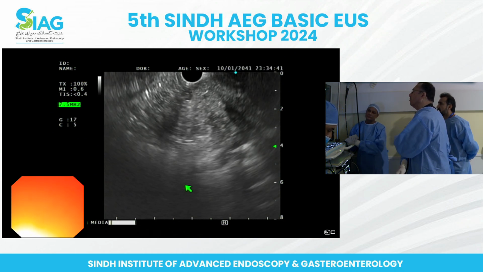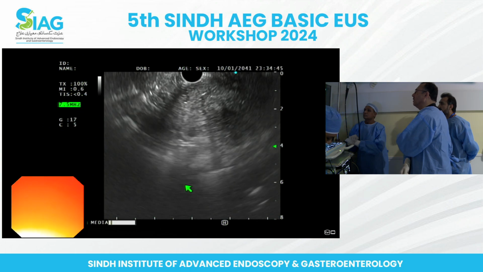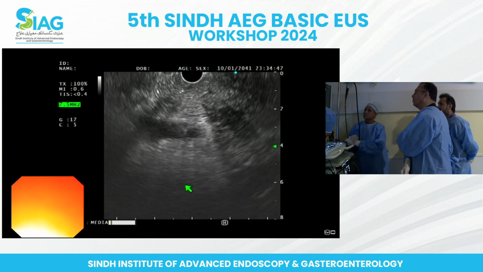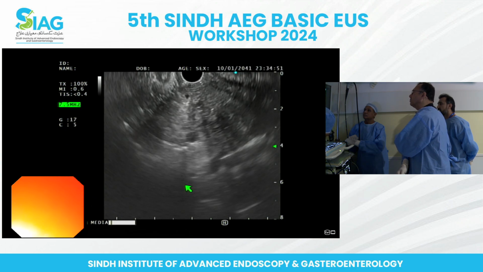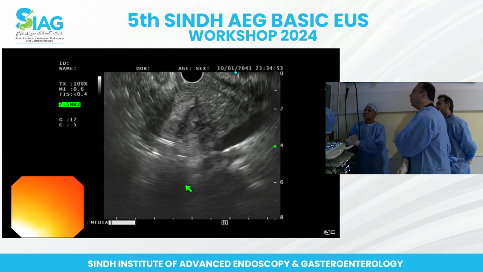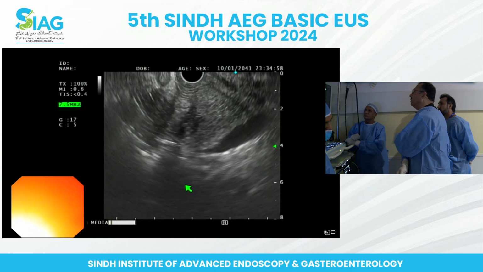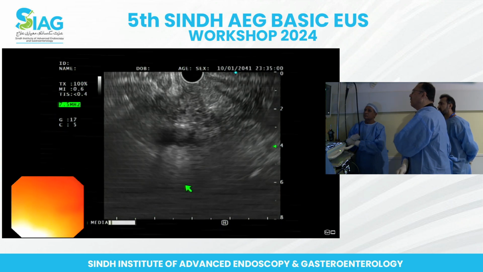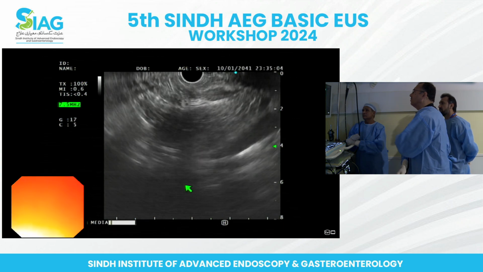Nothing excitingly abnormal, except that the duct is dilated, prominent, both the pancreatic duct as well as CVD are prominent. We don't see anything obstructing the two ducts in the form of hypoechoic mass. And that's what we are interested in. This is the pancreatic duct going up. We have slipped.